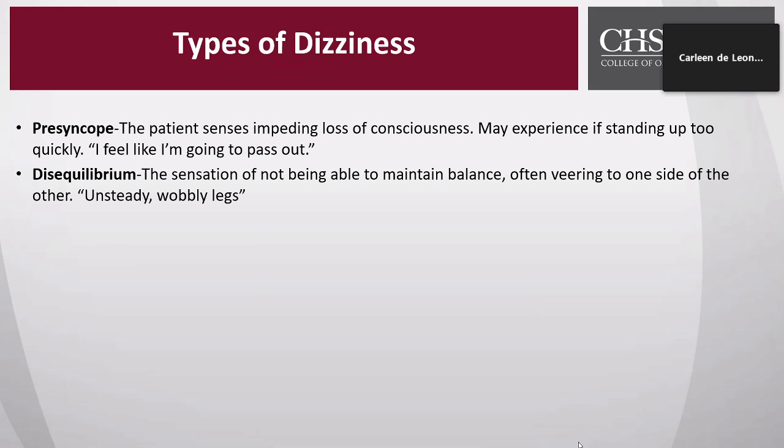The second type of dizziness is disequilibrium. In this one, they're not able to keep their balance. So they'll say something like, oh, my legs are wobbly, or I feel unsteady. This could be caused either by something simple like an ear infection that could clear up in a couple of weeks, or it can be some kind of neurological disorder. So again, you just have to ask more questions to see exactly what's causing this.